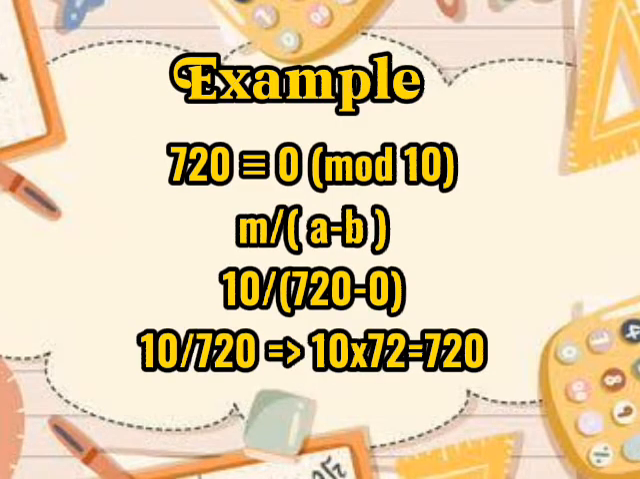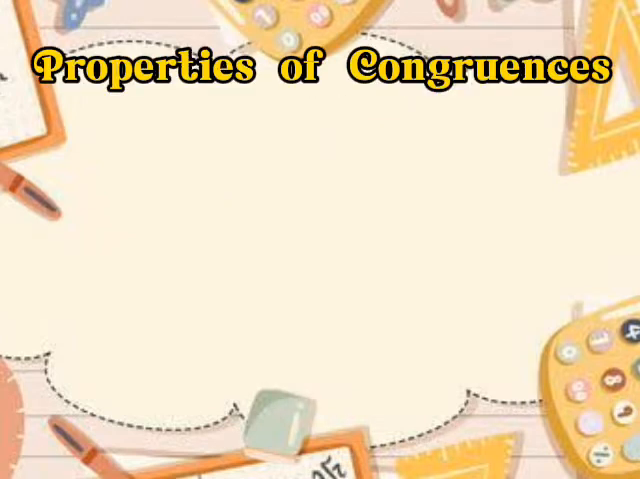By definition, M divides A minus B, so M is 10, A is 720, B is 0, so 10 divides 720 minus 0, and 720 minus 0 is 720, so 10 divides 720. Now we can find a number that can be multiplied to 10 that is equal to 720, and that is 72, so the statement is true. Now, let's proceed to the properties of congruences.